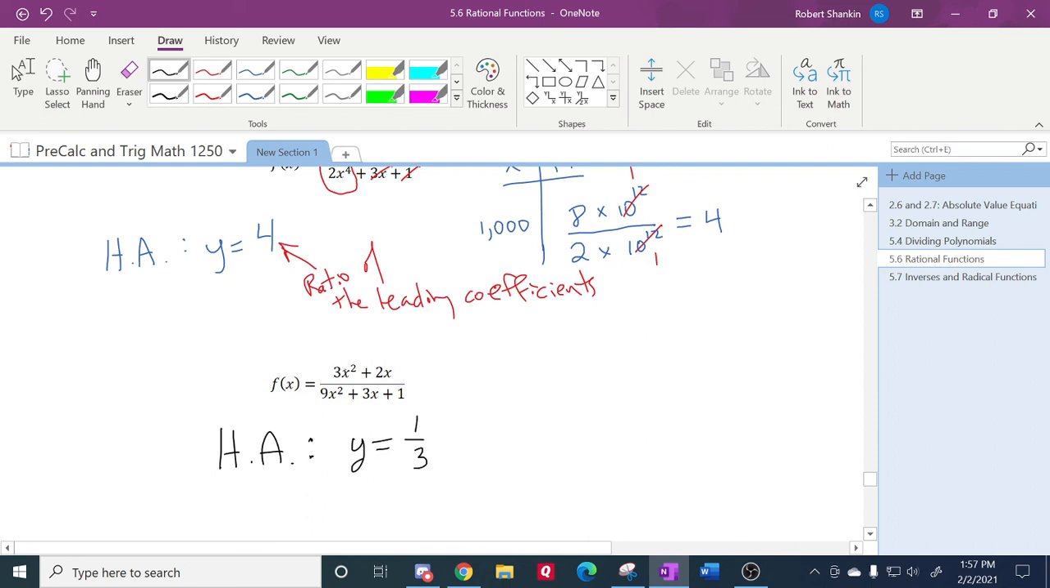All you do is you take, see, these guys become insignificant. And the x squareds are just going to cancel out. You're just going to get 3 over 9, which reduces to 1/3. And so I don't know much else about this graph except here's 1, down here is 1/3. Horizontal asymptote could be something like this. As x gets super large, this thing gets closer and closer to 1/3.